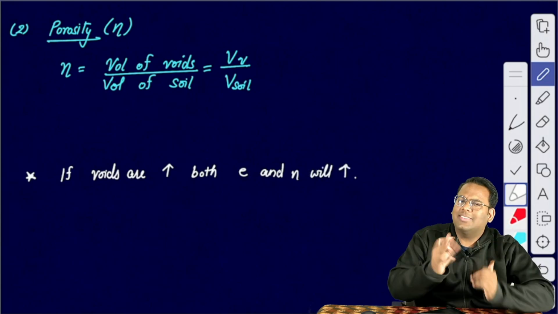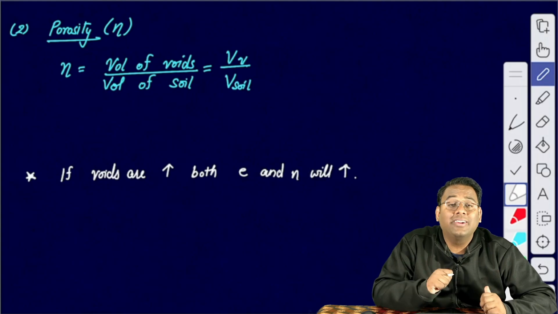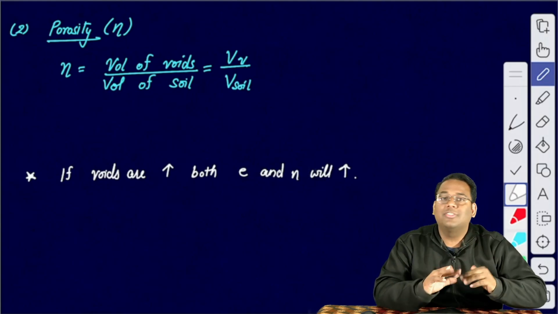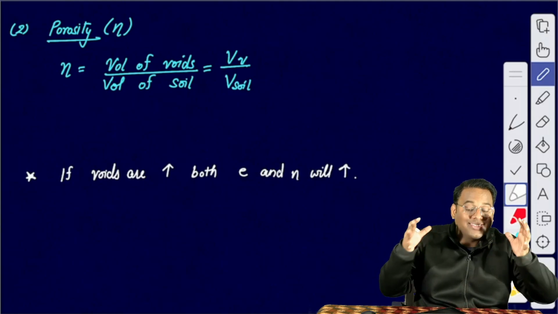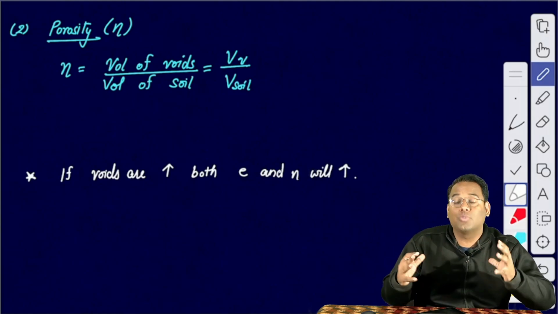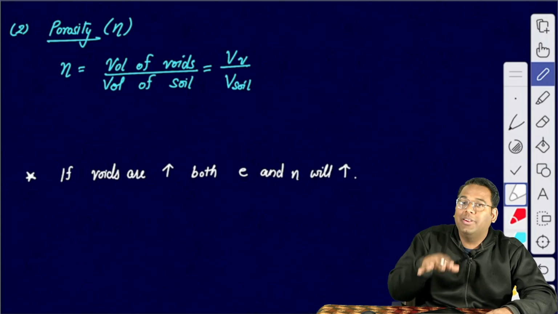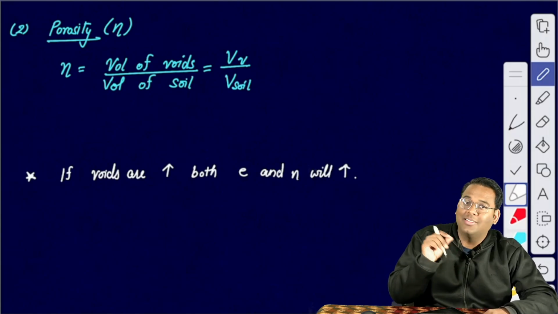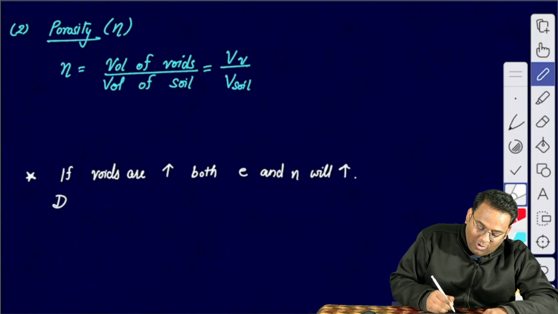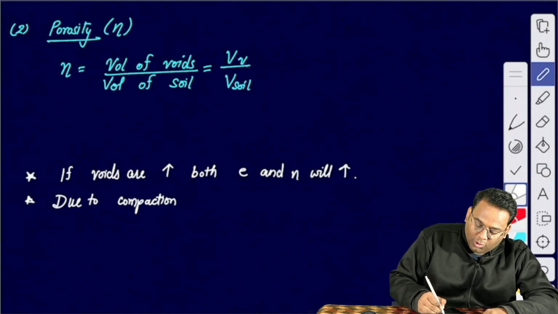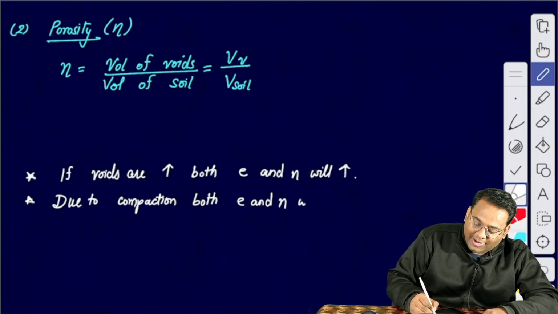Fine. Let us suppose soil is compacted. Compaction means you are actually applying some external force, and if you are applying some external force to bring the solids together, that means voids will be decreased. And if voids are decreased, then both e and eta will decrease. Yes or no? So we can here write also that due to compaction, both e and eta will decrease.